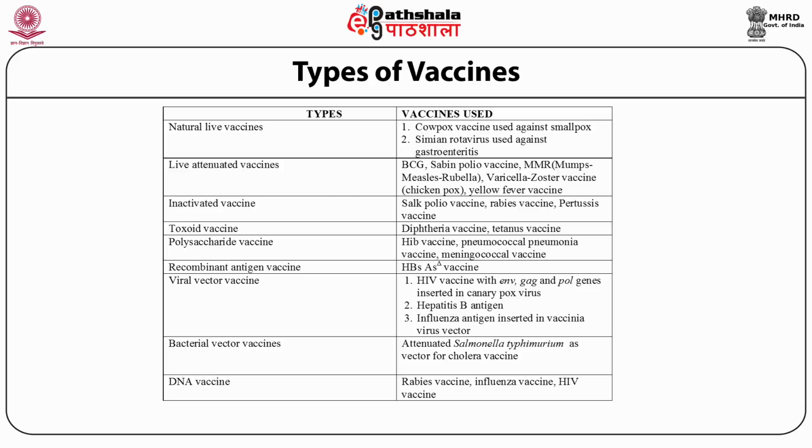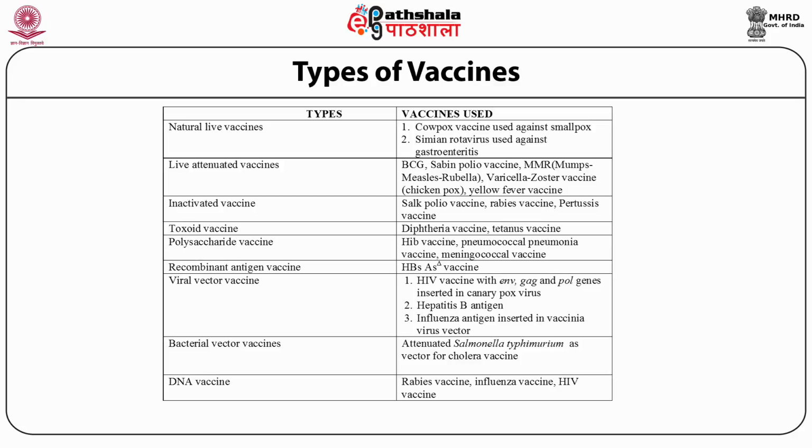For inactivated vaccines, Salk polio vaccines, rabies vaccines and pertussis vaccines are involved. For toxoid vaccines, diphtheria and tetanus vaccines are seen. For polysaccharide vaccines, HIV vaccine, pneumococcal pneumonia vaccines and meningococcal vaccines are seen. For recombinant antigen vaccines, HBs antigen vaccines have been produced. For viral vector vaccines, HIV vaccines with ENV, GAG and POL genes inserted in canary pox viruses.